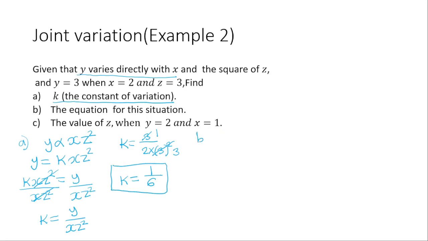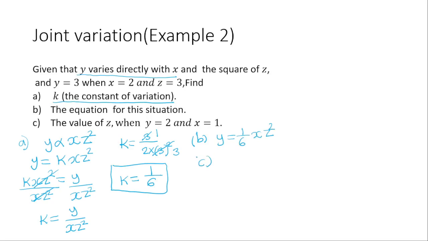Part B, the equation for this situation. So the equation for this situation is very easy. What we are going to do is substitute 1 over 6 for k. So the general equation is y, it's here. Where there is k, we're going to put 1 over 6 and rewrite the other variables.